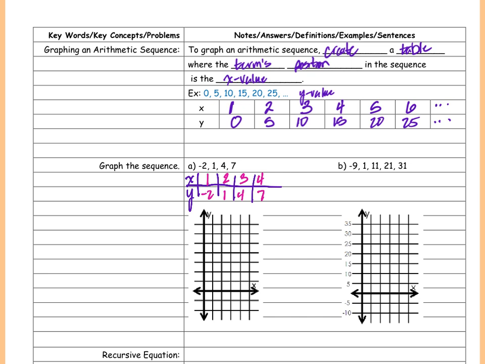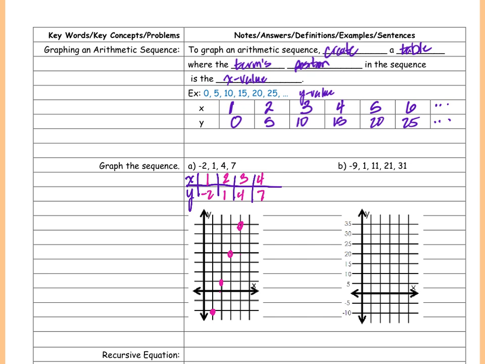Okay, and now I'm going to plot my points. I have my x value and my y value. I have 1, -2. So I'm going to go to 1, -2. And I have 2, 1. And 3, 4. And 4, 7. Let me make sure that's right. Yeah, there we go.